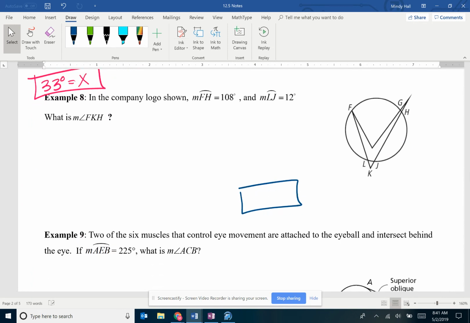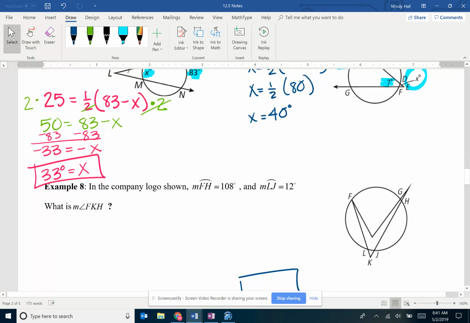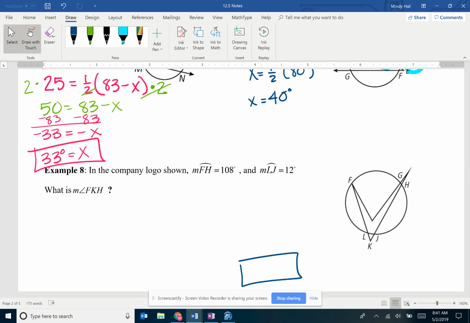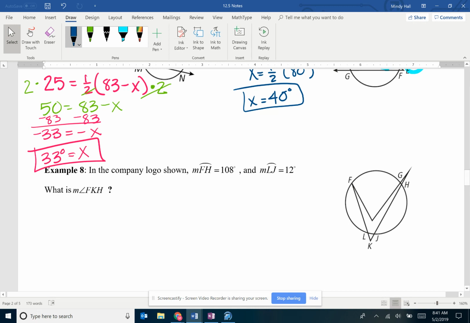So then looking at example 8, I don't know why the box is randomly floating down. I imagine it's going to disappear here in a second. Maybe not. I thought it was. Oh, nope, it actually traveled with me this time. That's silly. Okay, so technology is funny.